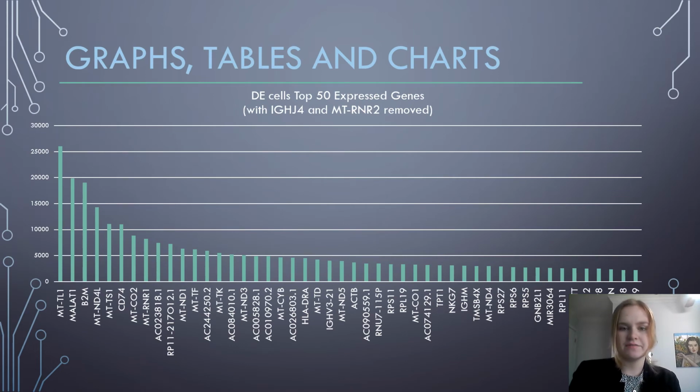This is the DE cell's top 50 expressed genes. Specifically within this, I'd like to point out the expression of this natural killer granzyme protein, as well as this immunoglobulin heavy protein being in the top 50, as well as a couple of these mitochondrial RNA genes being expressed, which would indicate a high proliferation rate of this cell.